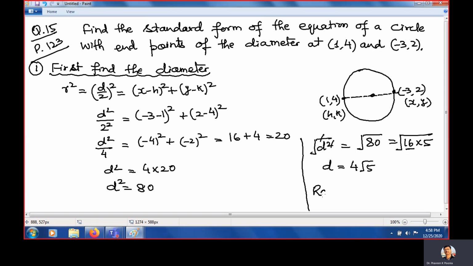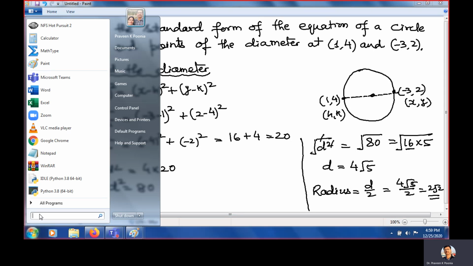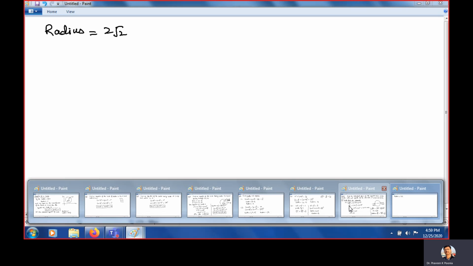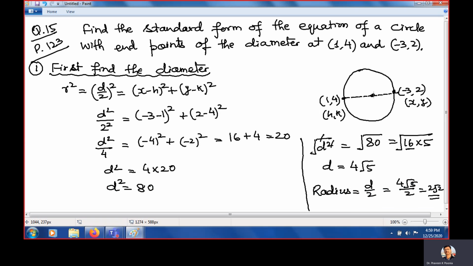So what is the radius? Radius is diameter divided by 2. 4 square root 5 by 2, and if you divide, this will be 2 square root 5. So the value of radius is 2 square root 5. Now the question comes, there is another problem, because we need the coordinate of the center.